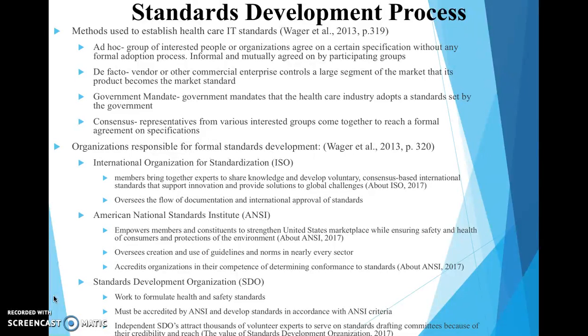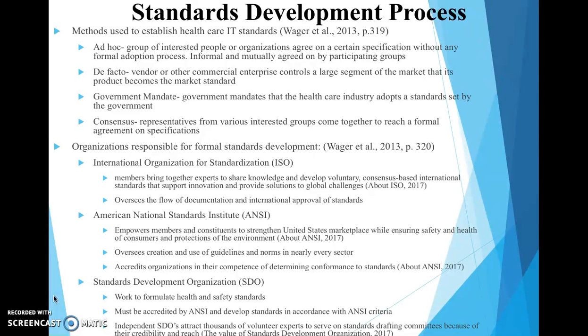There are various organizations responsible for formal standard development. The first one is the International Organization for Standardization. Members bring together experts to share knowledge and develop voluntary consensus-based international standards that support innovation and provide solutions to global challenges. ISO also oversees the flow of documentation and international approval of standards.